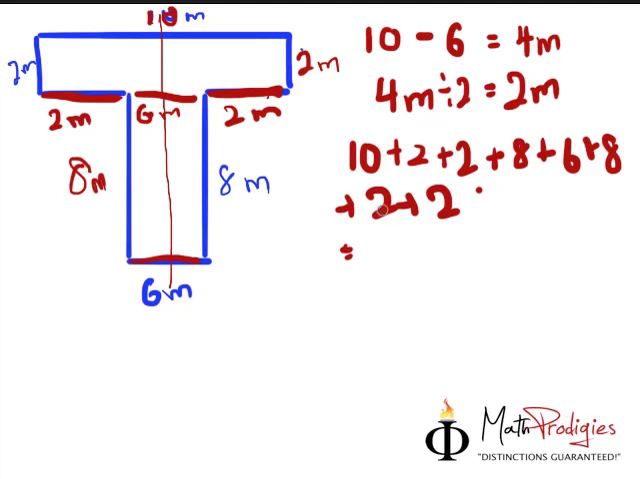Okay, so now we just add it up. 10 plus 2 gives you 12, plus 2 gives you 14, plus 8 gives you 22, plus 6 gives you 28, plus 8 gives you 36, plus 2 gives you 38, plus 2 gives you 40. So the answer is 40 meters.